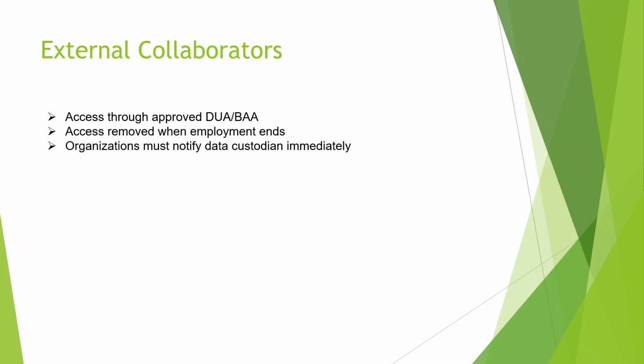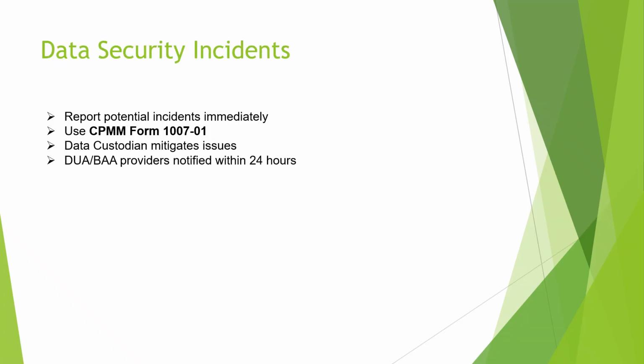External collaborators. External collaborators who access the data environment through an approved agreement, such as a DUA or BAA, must follow the same termination procedures. When an external collaborator leaves their organization, their access must be removed. Partner organizations are responsible for notifying the data custodian immediately when an individual with access separates from employment or no longer requires access.